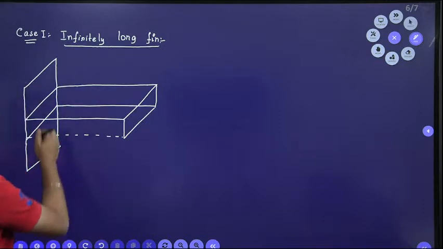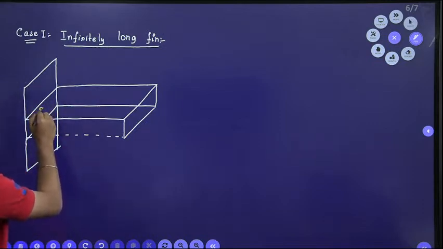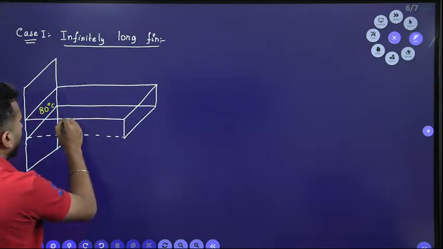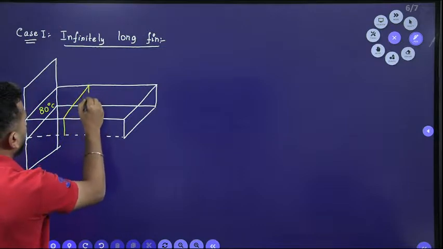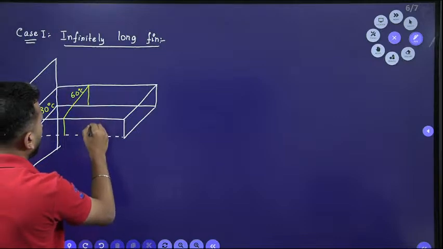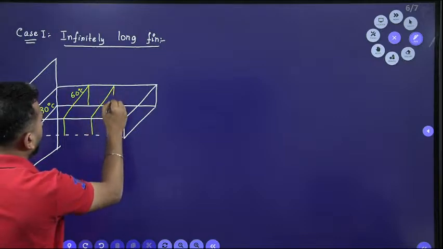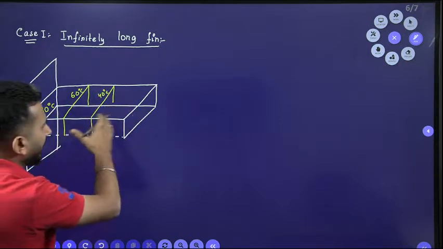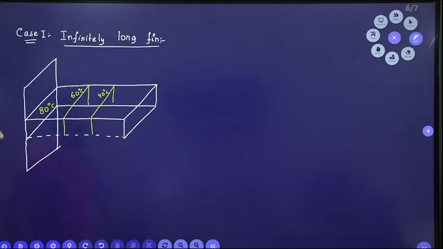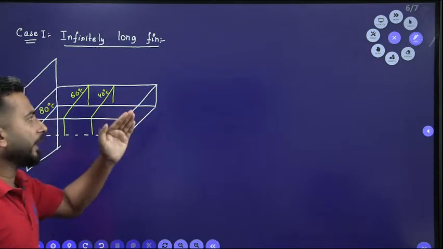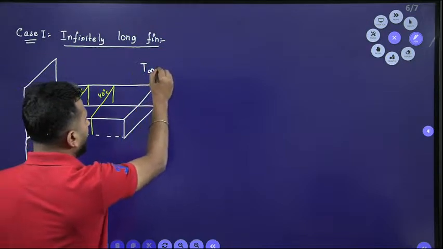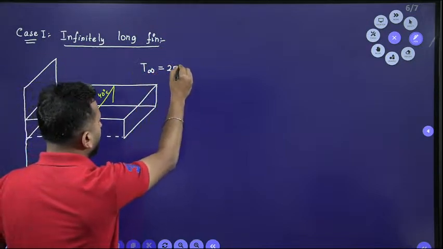Okay. So, at the base, let us say the temperature is 80 degrees centigrade. Now, at some distance from the base, it is, let us say, 60 degrees centigrade. At some distance, it is 40 degrees centigrade. Now, if you keep on, that means if it is a very long fin, so ultimately what will happen, assume that the ambient temperature is somewhat 25 degrees centigrade.